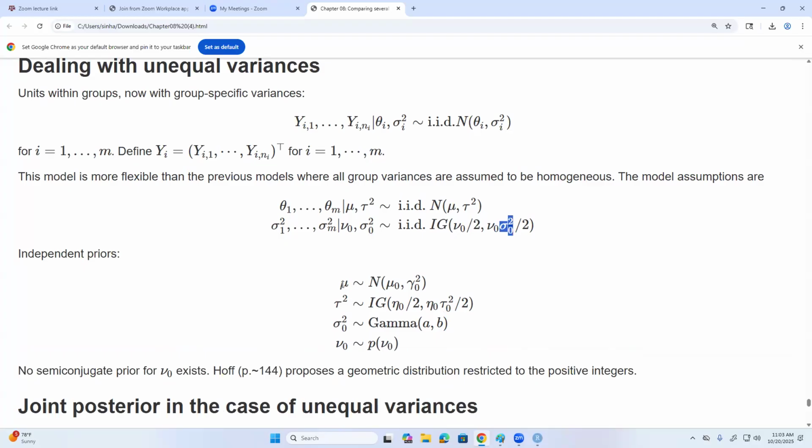Okay, now you see we put a prior on mu and tau square as before, and on sigma 0 square and nu 0. Now let us look at what is the difference between the equal variance case and the unequal variance case. Can you tell me in terms of modeling?